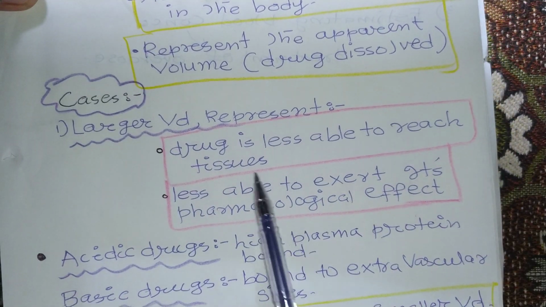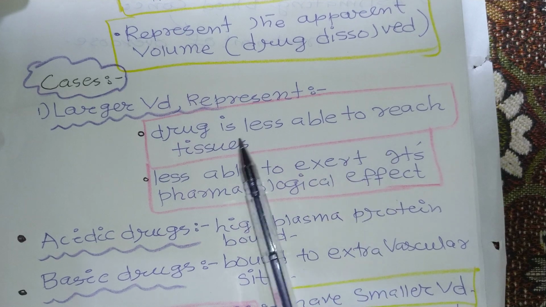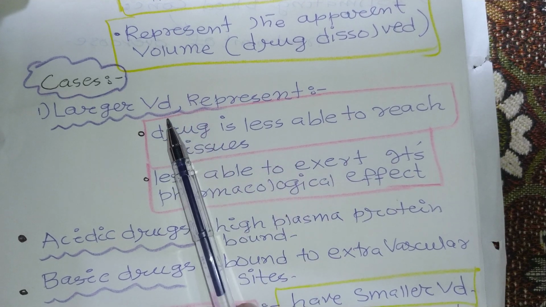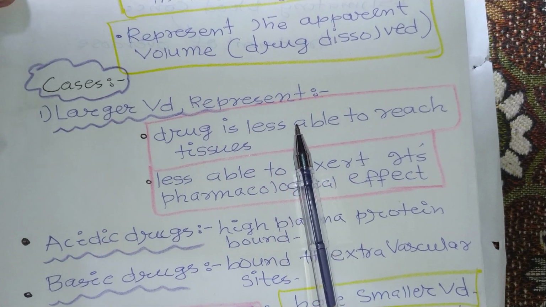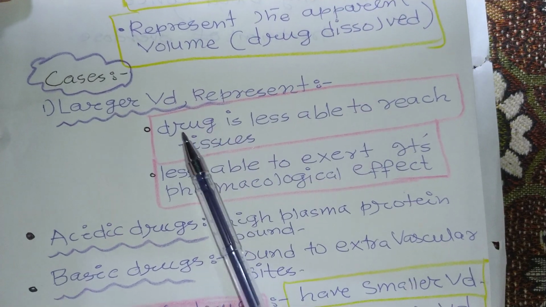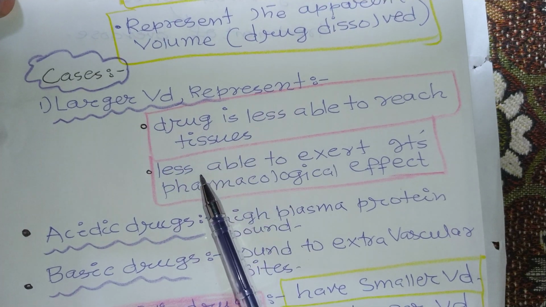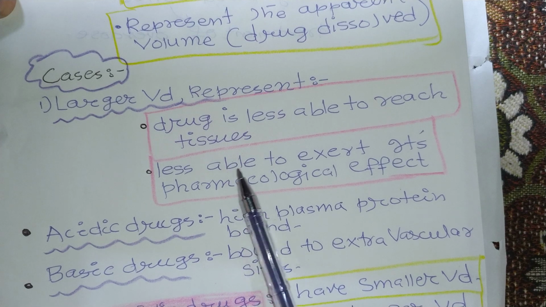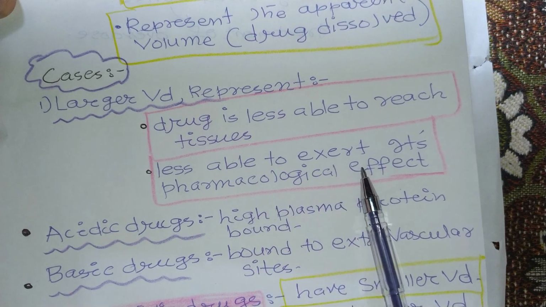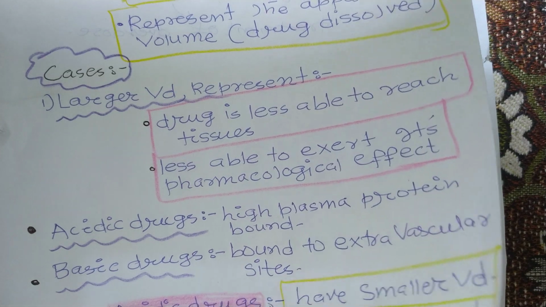The larger the VD, the larger the volume of distribution, it means the drug is less able to reach the tissues. वैल्यू ज़्यादा होगा VD का, मतलब ड्रग टिश्यू पे नहीं पहुंचा. If the value of VD is larger, it means the drug is less able to reach the tissues and it will be less able to exert its pharmacological effect. जाहिर सी बात है टिश्यू पे नहीं पहुंचेगा तो इफेक्ट भी अपना प्रोड्यूस नहीं कर पाएगा.